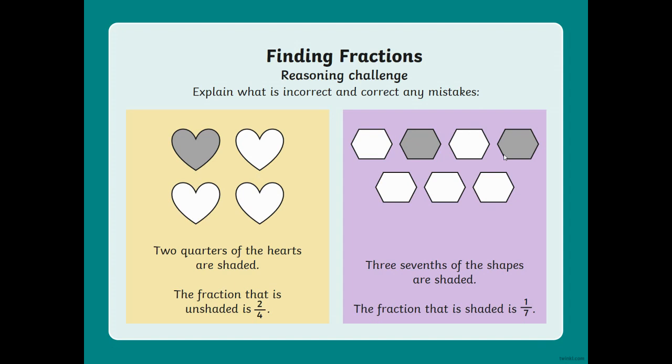The next statement says the fraction that is unshaded is 2 out of 4. How many are not shaded? 3 are not shaded. So 3 out of the 4 are not shaded.